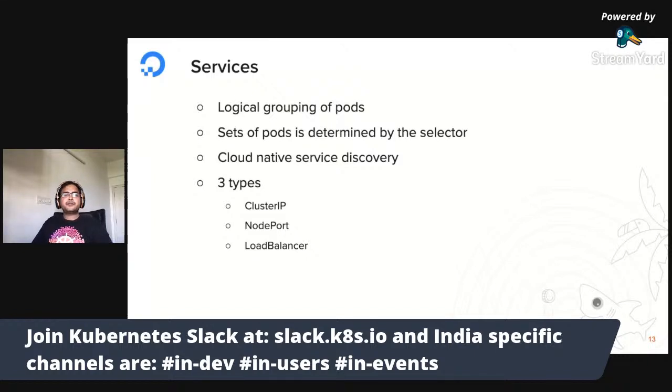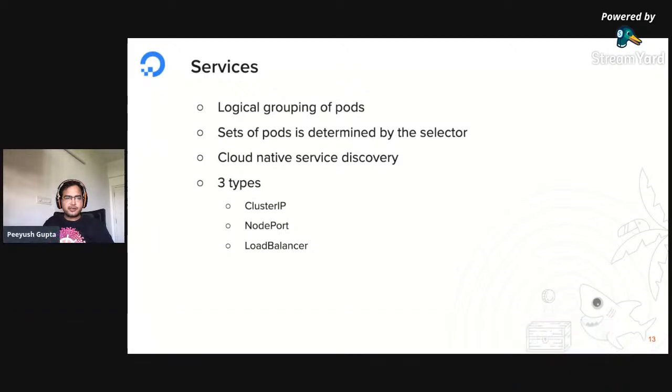And then you also get a cloud-native service because, as I said, Kubernetes does it all on its own. Services are a native concept in Kubernetes. And there are three ways you can define your services. One is a cluster IP. Cluster IP is basically an internal IP that every service gets, and this is only accessible from inside the cluster. So basically, your pods can reach out to a service using this cluster IP.